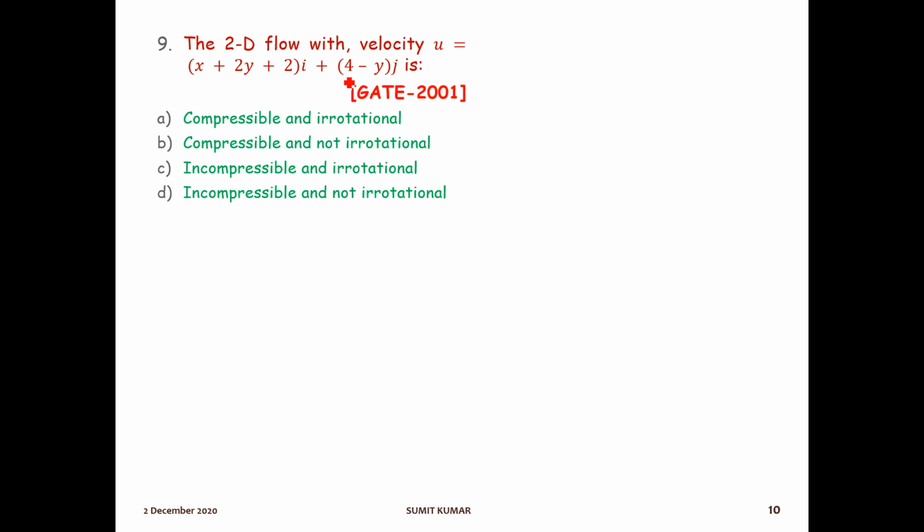Here the 2D flow with velocity u is given. Now we will check the compressibility and irrotationality. For compressibility we will use the equation of continuity, du by dx plus dv by dy. So what is u? U is the velocity along the x direction, so here we can see the x-direction component.